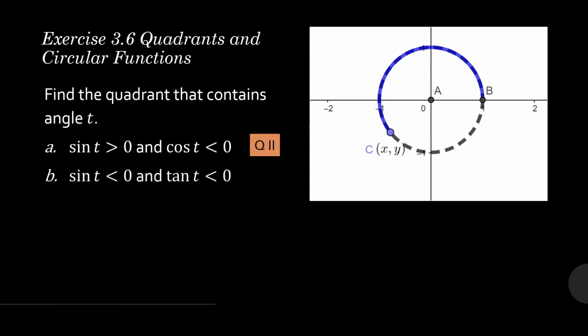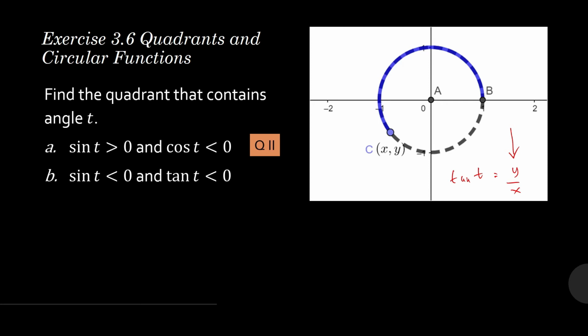Sine of t is less than 0. Tangent of t is less than 0. So where is the sine function, or the y-coordinate of our terminal point, less than 0? It's when the terminal point is here, below the horizontal axis. Now where is tangent of t negative? Again, tangent of t is equal to y over x. So where below the horizontal axis is tangent of t negative?